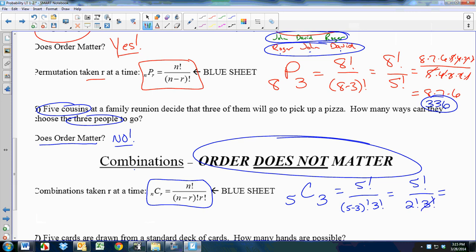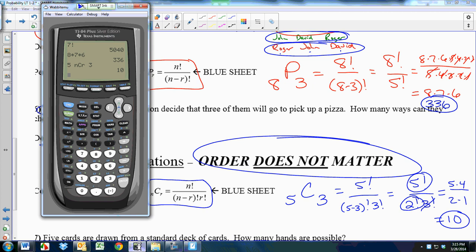3 factorial is going to cancel the 3, 2, 1 from this 5 factorial. We were going to be left with 5 times 4 over 2 times 1. We were going to get 10 anyway. But as you can see from the calculator, you get 10 either way.